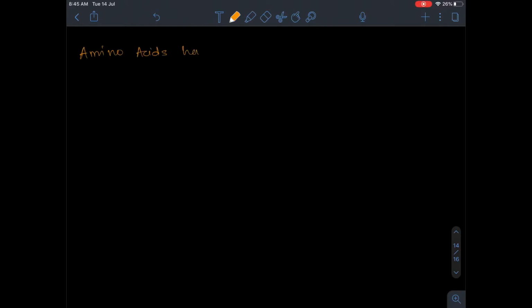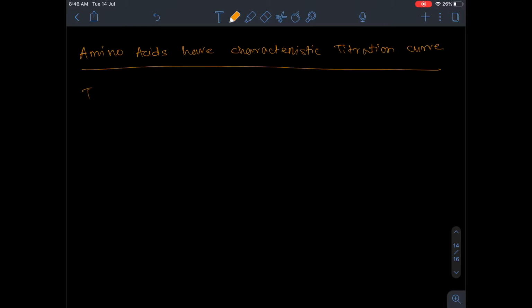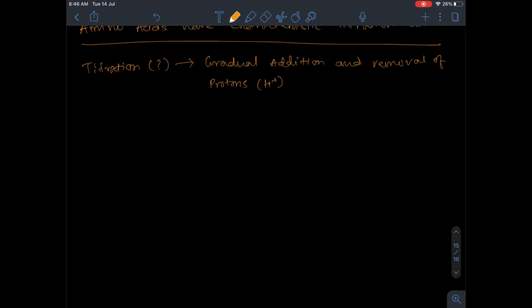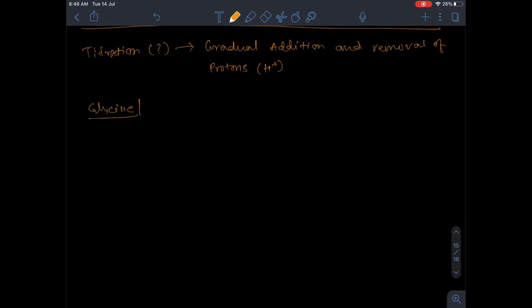Each of the amino acids has its characteristic titration curve. Now, what is titration? Titration is basically the gradual addition and removal of protons, or H+. Today we'll be discussing the simplest amino acid, glycine. This is the simplest amino acid because it contains H as its R group.